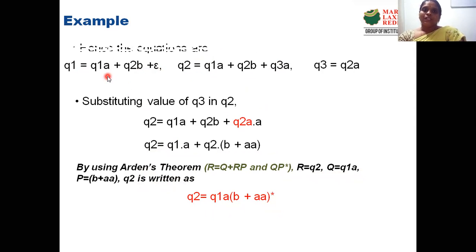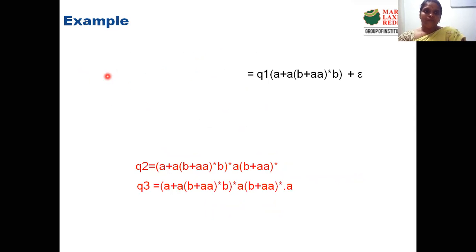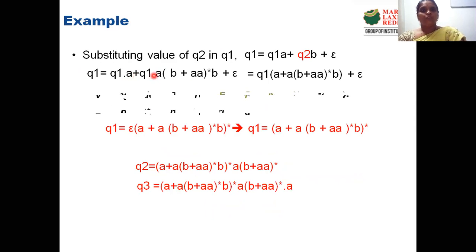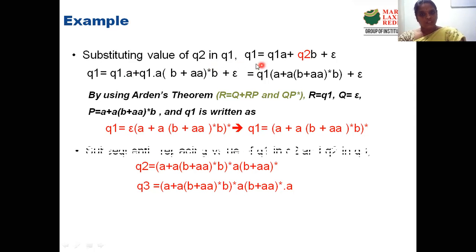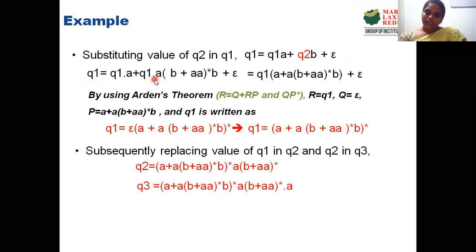Now let us simplify q1 by substituting the value which we have obtained here in q2. So considering the equation here, substituting the value of q2 in q1, q1 = q1 into a plus q2 into b plus epsilon, where q2 we are going to substitute. So q1 = q1 into a plus q2, which we have obtained as q1 into a into (b plus aa) whole star, into b plus epsilon.